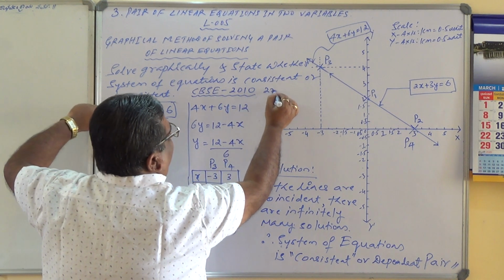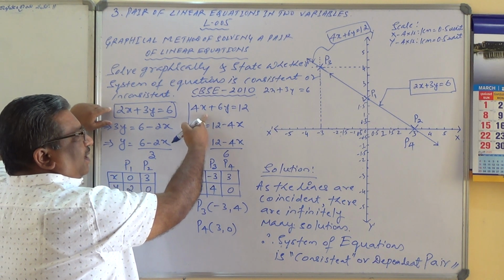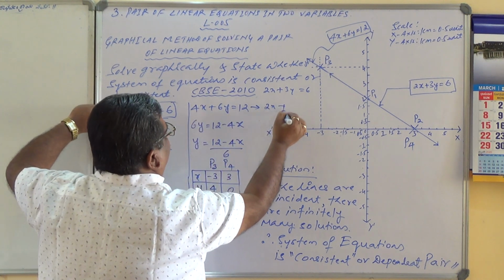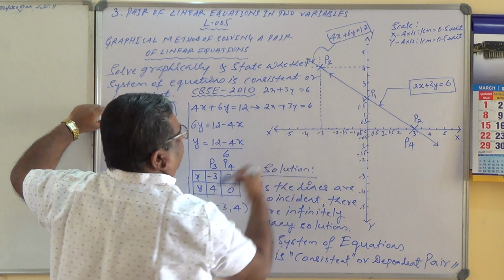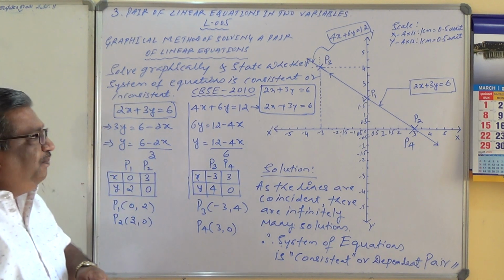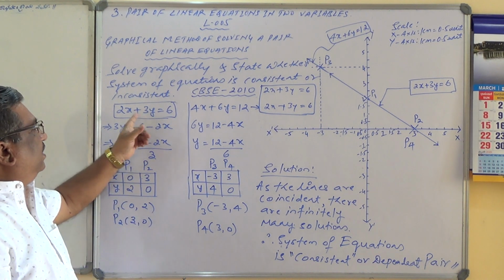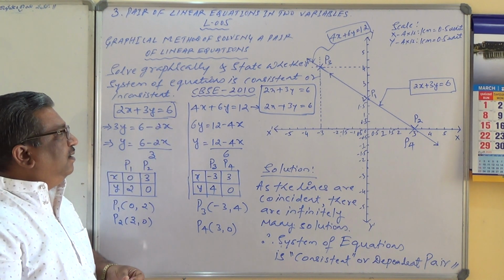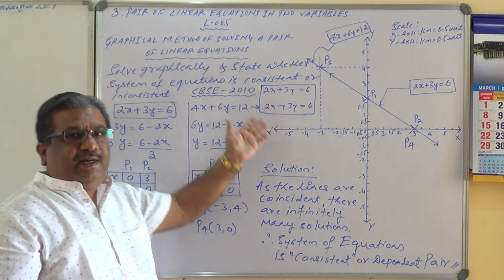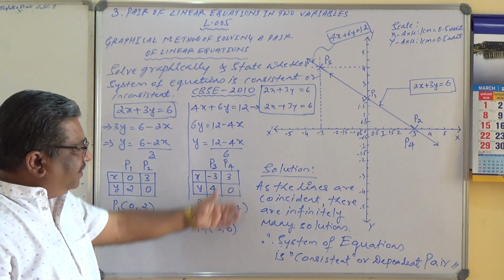As it is, 2x plus 3y equals 6. What about here? Is it possible to take a common? Yes, definitely it is possible. 2 I take common here. If I take 2 common here, it will be 2x plus 3y equals 6. So are these not the same equations? Yes, therefore, in order to get the coincident lines, the equations should be equivalent equations. Both are equivalent equations, because if I simplify, I get the same equation.